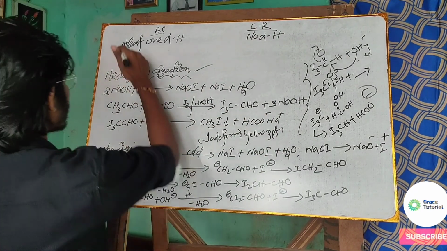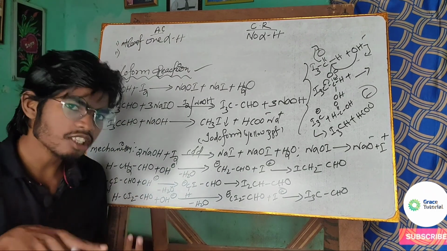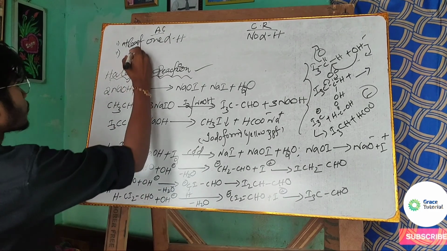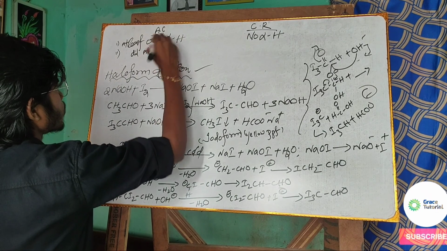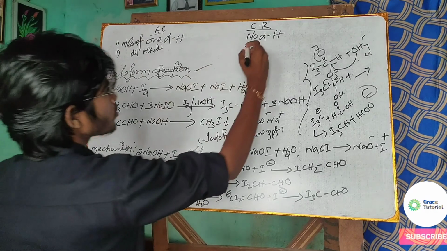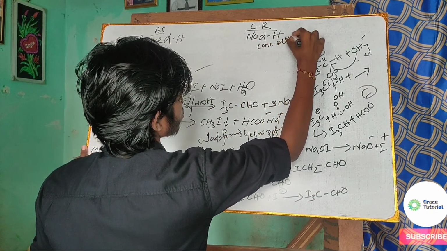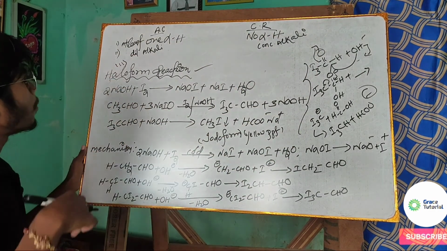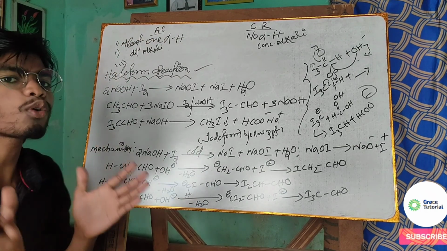The second important point you need to remember is that aldol condensation occurs in the presence of dilute alkali, but Cannizzaro's reaction occurs in the presence of concentrated alkali. Similarly, the third point we need to remember is that the reaction proceeds through a carbanion.